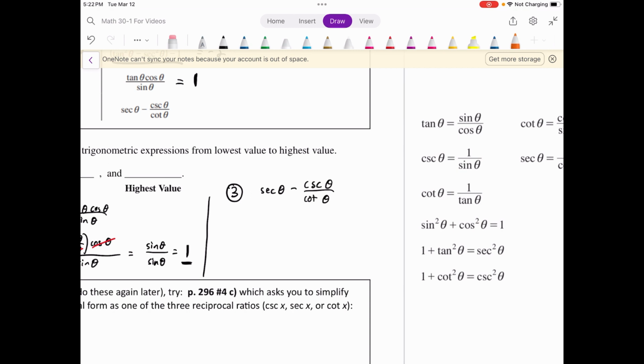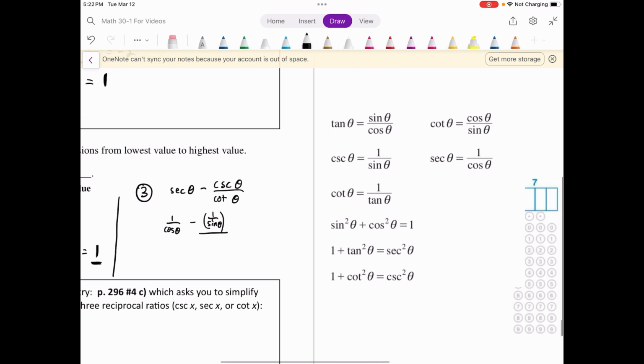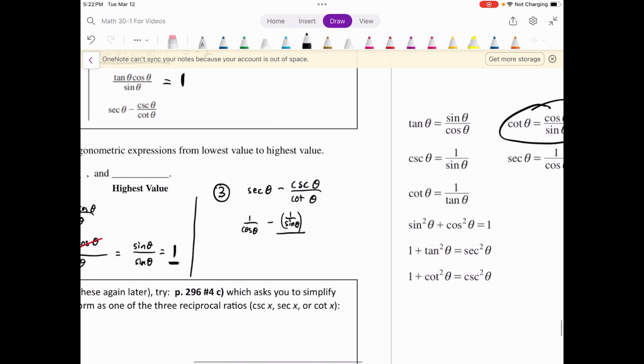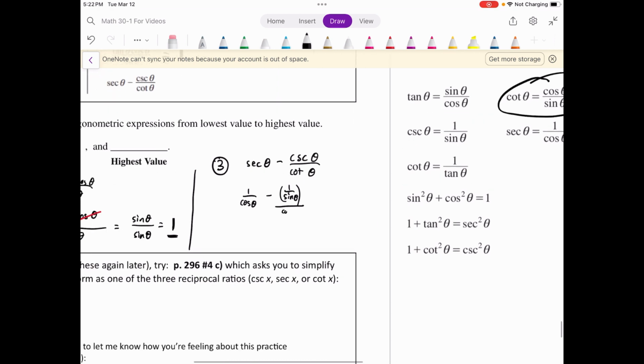So let's just go ahead and rewrite in terms of sine and cos and see if we can simplify any there. Okay, so secant of theta, well, that's just 1 over cosine of theta. Cosecant is 1 over sine of theta. And then we're dividing by cotangent, and cotangent is just cosine theta over sine of theta. So this is over cosine of theta over sine of theta.